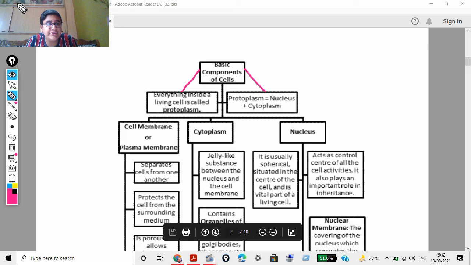Mitochondria, cell wall, cell sap, etc. all constituents are given a name called protoplasm. And you know one more thing, protoplasm is equal to nucleus plus cytoplasm. If we combine the nucleus and cytoplasm of any plant or animal cell, then we receive protoplasm. Okay. Now, these are subdivided into two more categories.